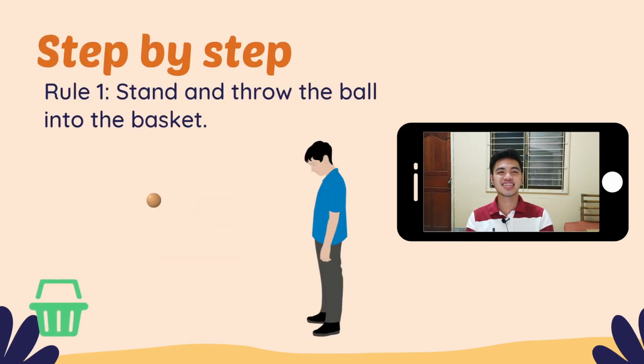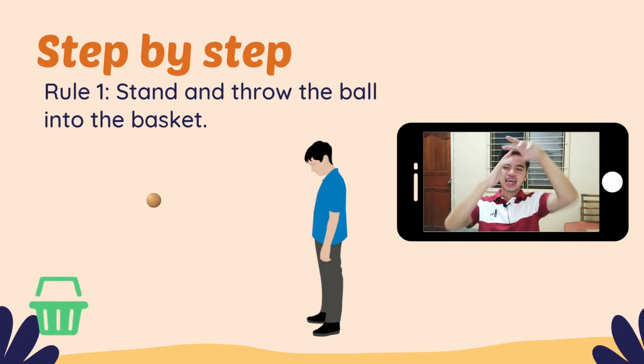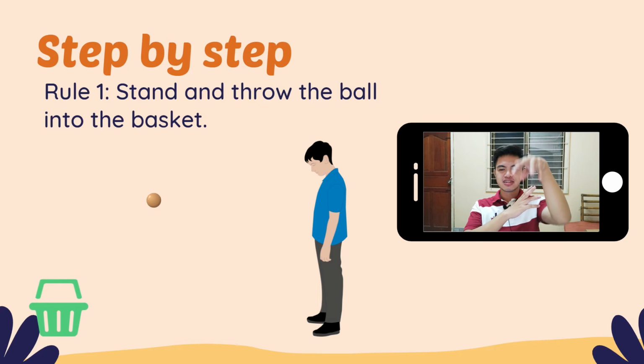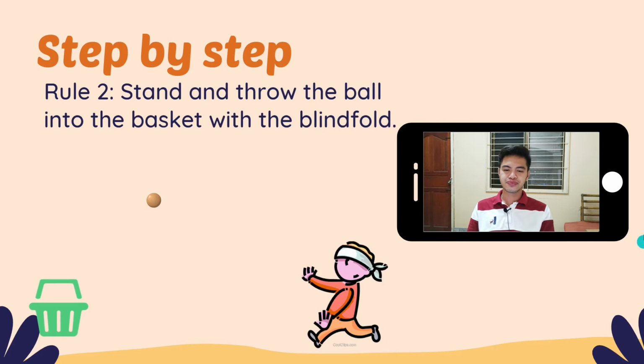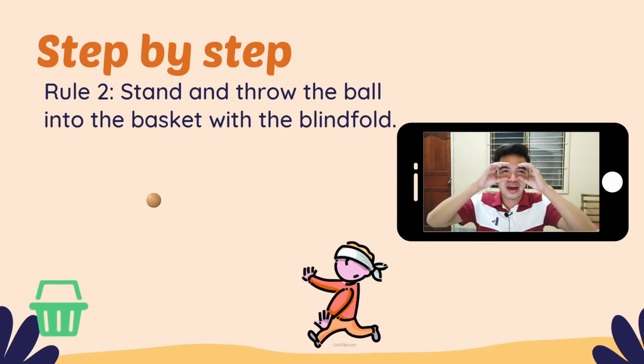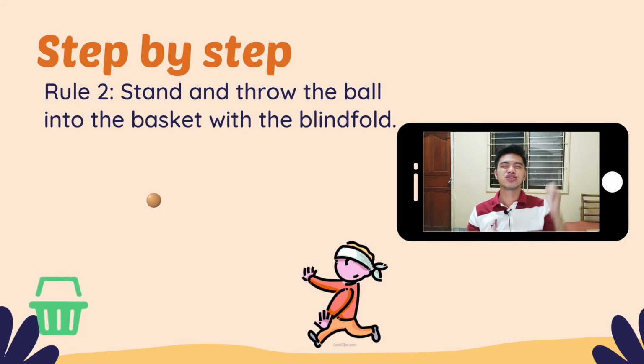So now these are the things that we have to do. Rule 1, the first thing that we have to do: stand and throw the ball into the basket. You have to stand up and then throw the ball into the basket. Number 2, you have to stand and throw the ball into the basket with the blindfold. So you have to wear a blindfold and, of course, close your eyes and then throw the ball into the basket.